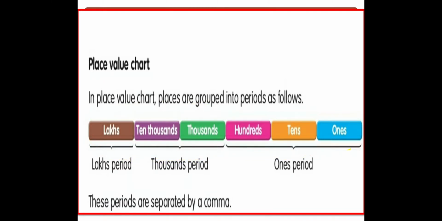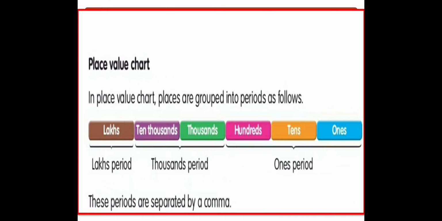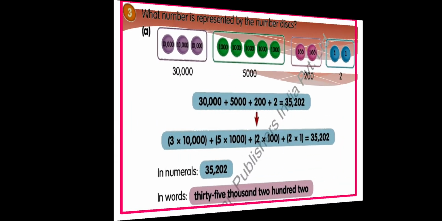This shows that the digits are grouped into periods. This is the period of ones which has hundreds, tens, ones as one period, thousands, 10,000 as one period, lakhs as another period. The periods are separated by commas.